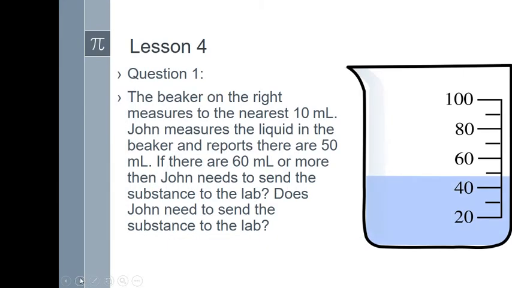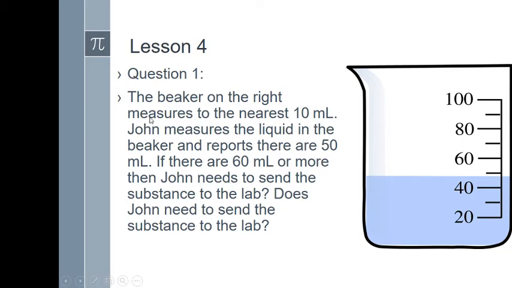The beaker on the right measures to the nearest 10 milliliters. John measures the liquid in the beaker and reports there are 50 milliliters. If there are 60 milliliters or more, then John needs to send the substance to the lab. Does John need to send the substance to the lab? What this question is really testing you on is that you know that the error in a measurement is half as much as its precision.